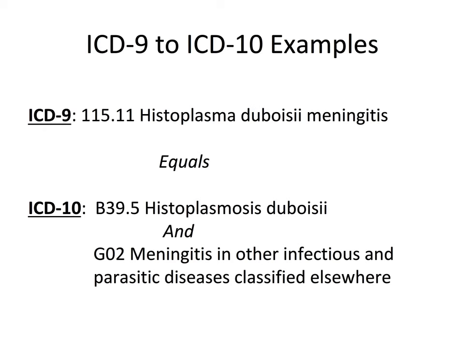Here's an example of one code in ICD-9 that has to be represented by two codes when we transition to ICD-10. And it's cystoplasma meningitis. Basically in ICD-9 you have the one code, but in ICD-10 you're going to have to code the meningitis, which is G02, and the organism, which is B39.5.